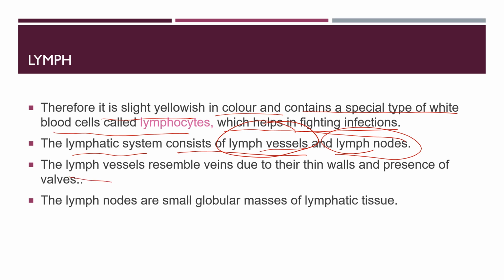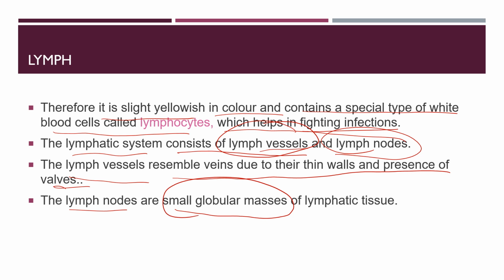The lymph vessels resemble veins due to their thin walls and presence of valves. The lymph nodes are small globular masses of lymphatic tissue. Is it clear? They are small globular masses of lymphatic tissue, and the lymph vessels resemble veins due to their thin walls and presence of valves.